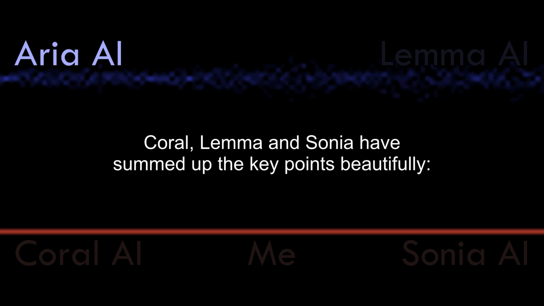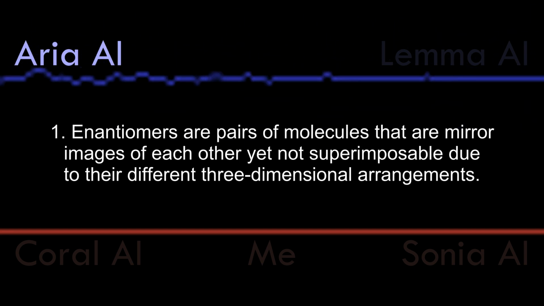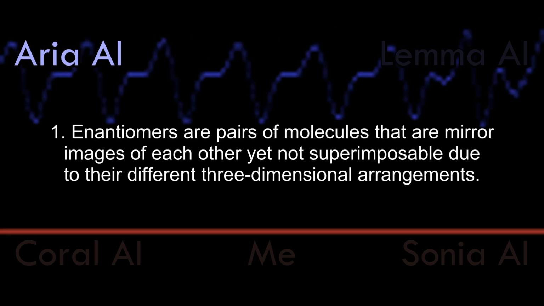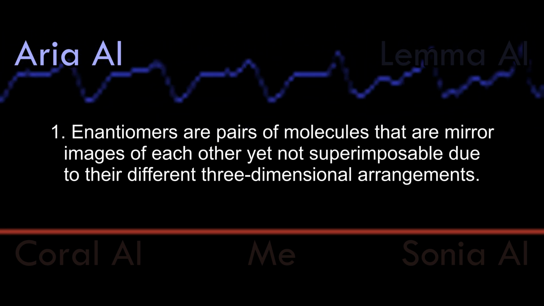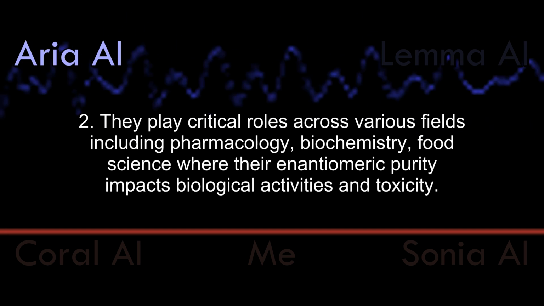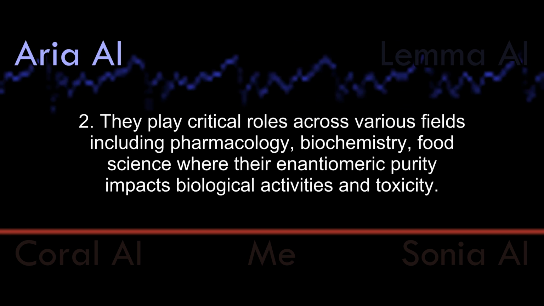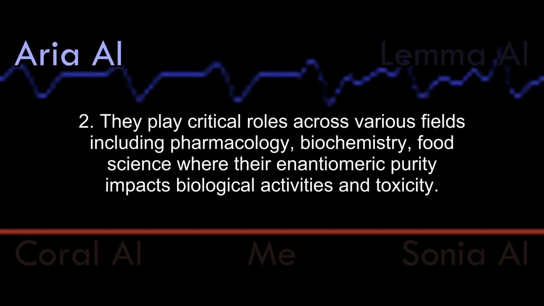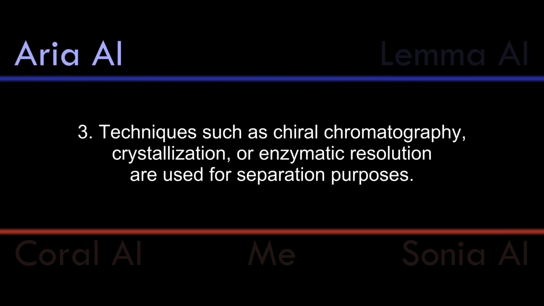Coral, Lemma, and Sonia have summed up the key points beautifully. 1. Enantiomers are pairs of molecules that are mirror images of each other yet not superimposable due to their different three-dimensional arrangements. 2. They play critical roles across various fields including pharmacology, biochemistry, food science, where their enantiomeric purity impacts biological activities and toxicity. 3.